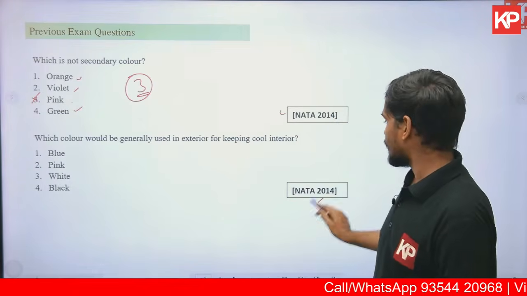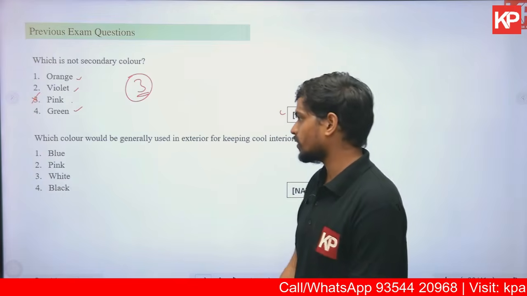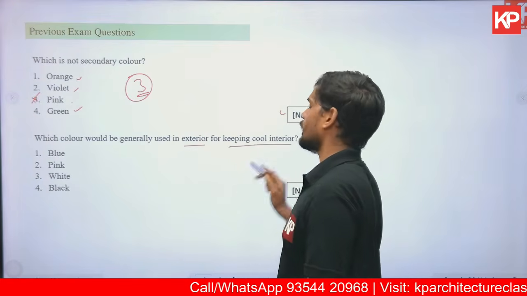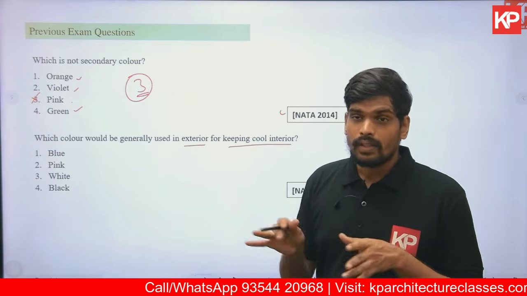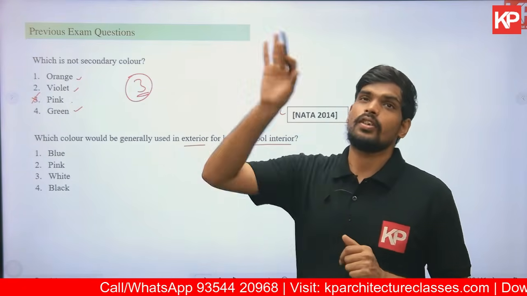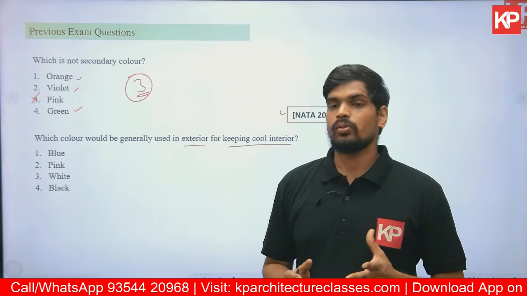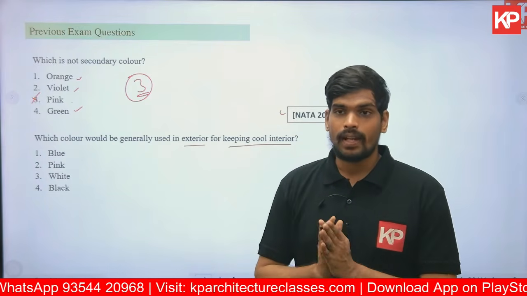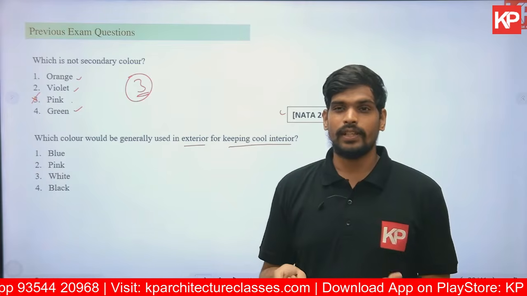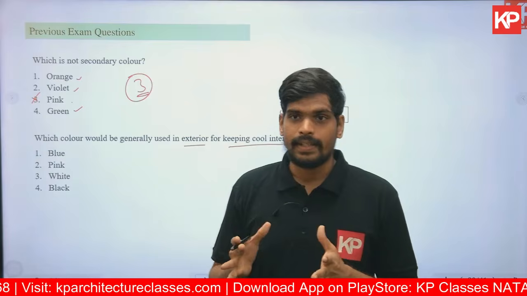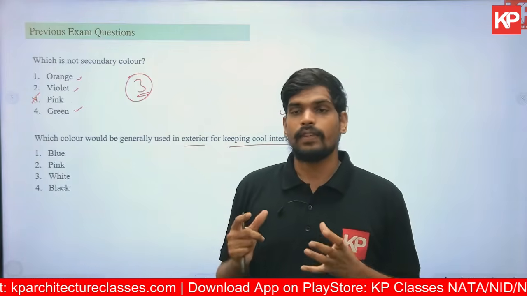Next question, this was asked in NATA 2014 again on color theory. Which color would be generally used in exterior to keep interior cool? If you want inside the building to be cool, what color should you use outside? Now, how can you maintain cool interiors? By reflecting the solar radiation. How do you get heat into the interior? From the sun's radiation. So when solar radiation falls on the building, that should reflect away. That's when it will be cool.